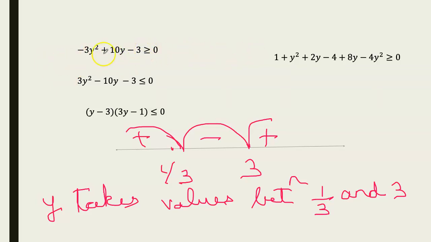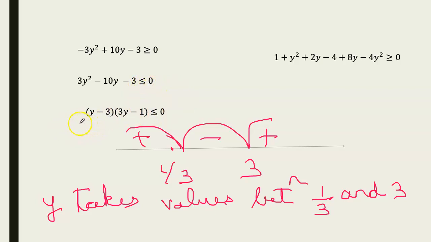Now a word of caution here: this method will work only if the coefficient of x squared is positive. Here the coefficient of y squared is negative. How do I make it positive? Multiply by a minus sign, and when you multiply by a minus sign, the greater than or equal to becomes less than or equal to 0. So I have 3y squared minus 10y minus 3 less than or equal to 0.